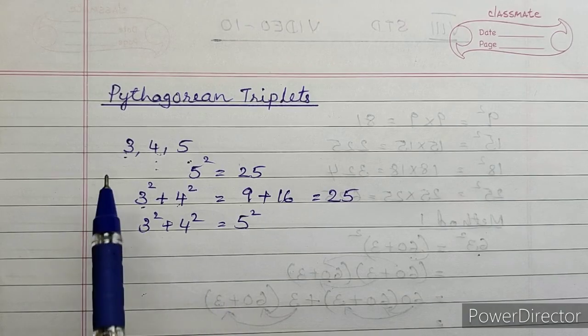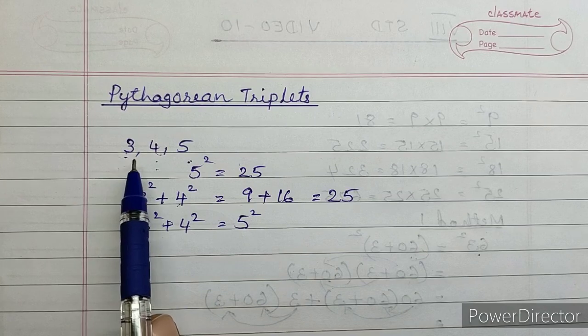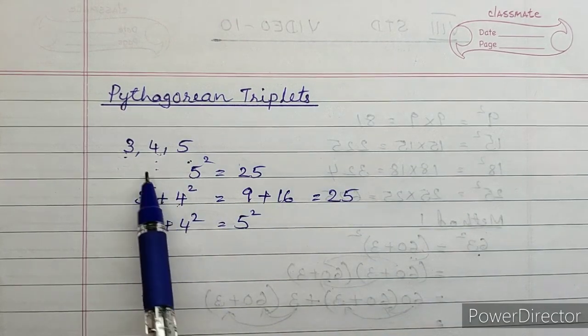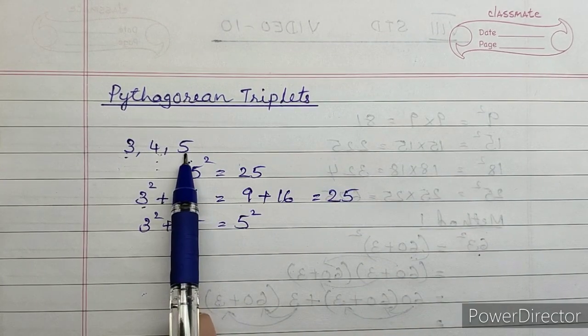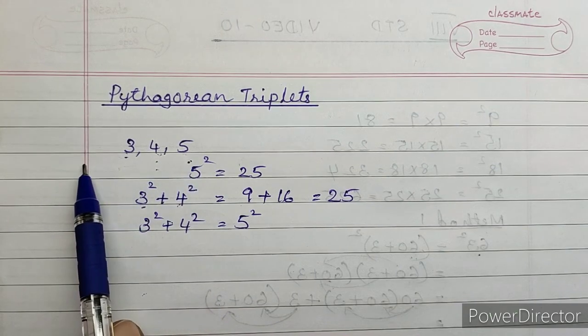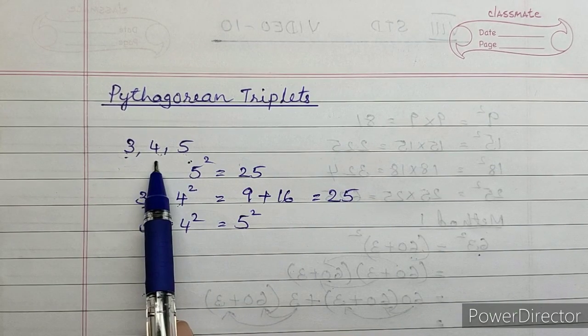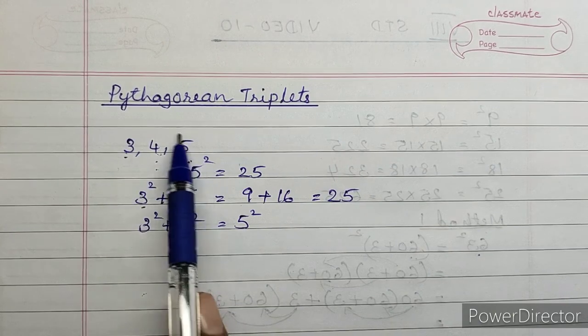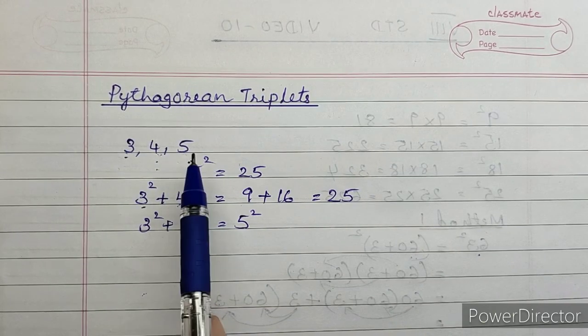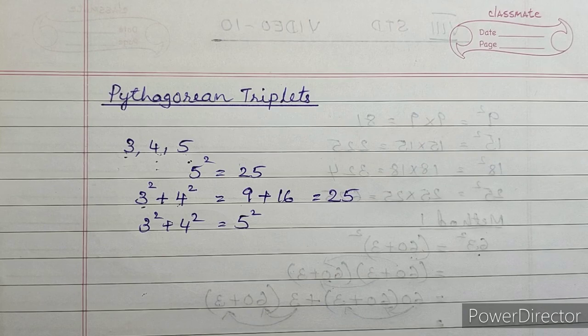So any collection of 3 numbers which are having the property of greatest number the whole square or biggest number the whole square is equal to sum of the squares of other 2 numbers, then we can call those 3 collection of that 3 numbers as Pythagorean triplets. Can you say another Pythagorean triplet?